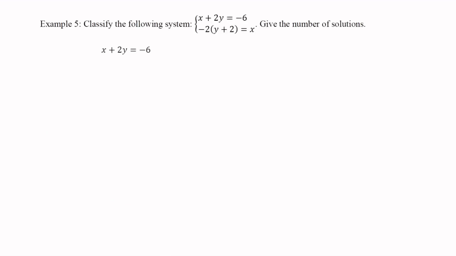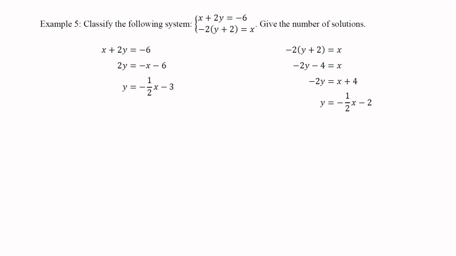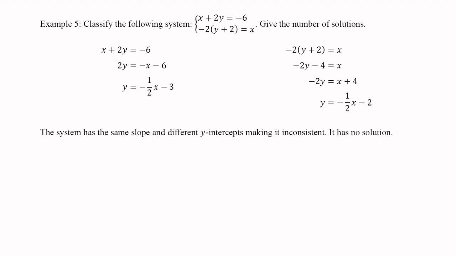For this system, we are going to solve the first equation for y. So subtract x from each side and divide each side by 2, and you get negative 1/2 x minus 3. For the second one, we're going to distribute the negative 2, and then add 4 to each side, and then finally divide each side by negative 2, which gives us negative 1/2 x minus 2. So we have the same slope, but different y-intercepts, which means that the system is inconsistent because the lines would be parallel to one another, and it has no solution.